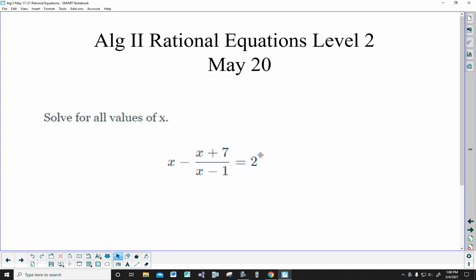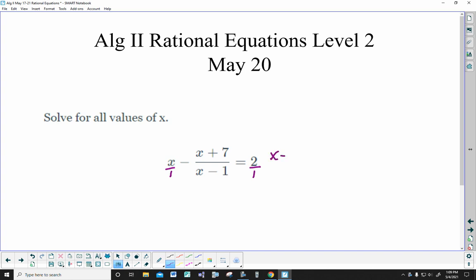Hello everyone. So this is the podcast for the May 20th assignment. And this is the next level of solving rational equations. And you can notice I'm putting ones underneath this thing. If you were to get a common denominator, the common denominator would be x minus 1.